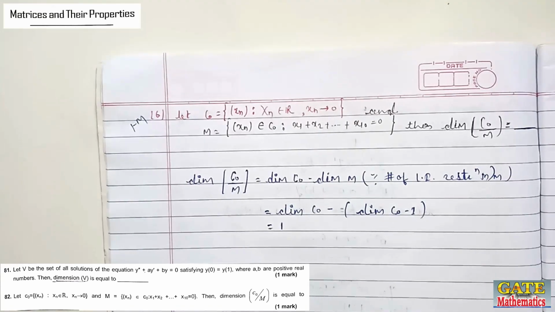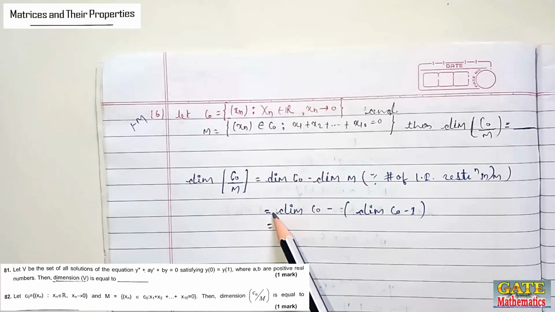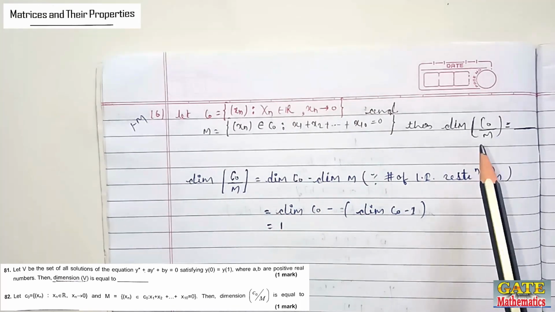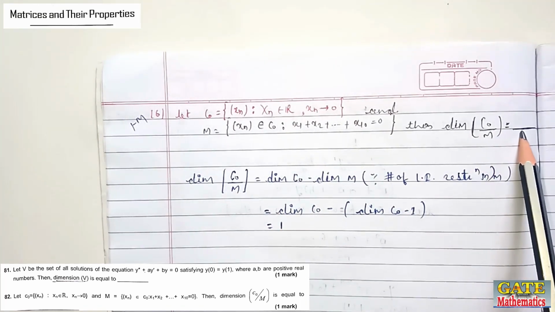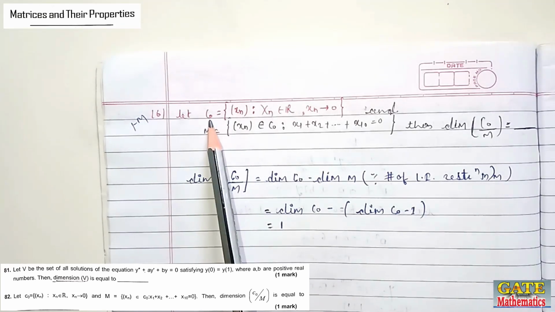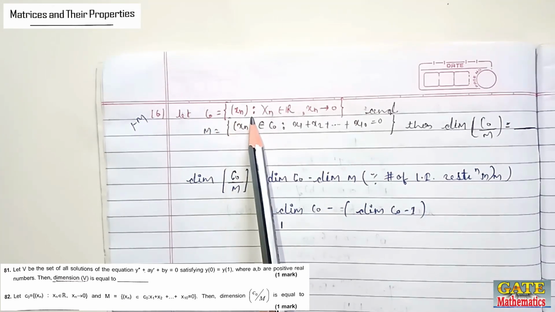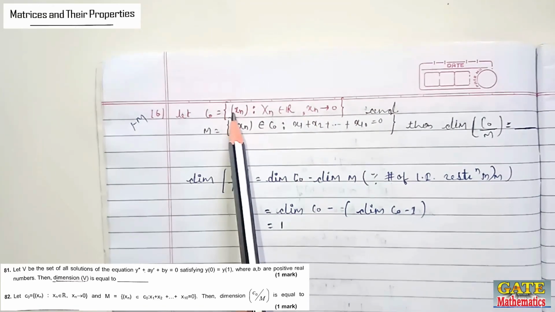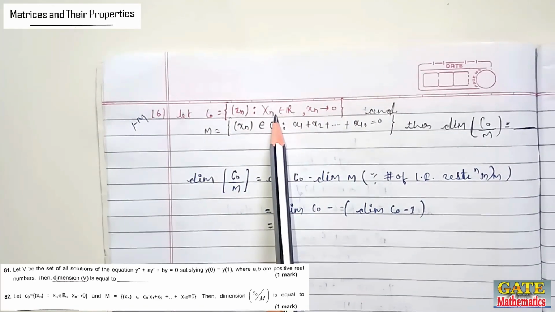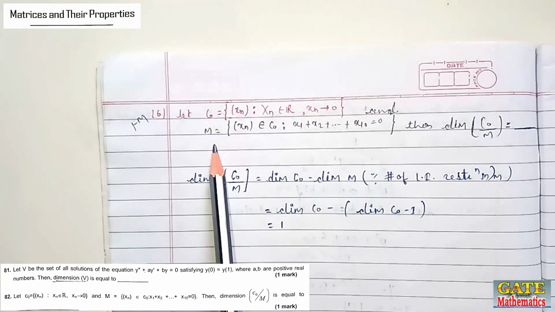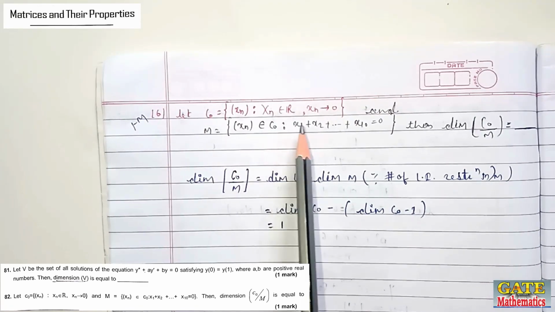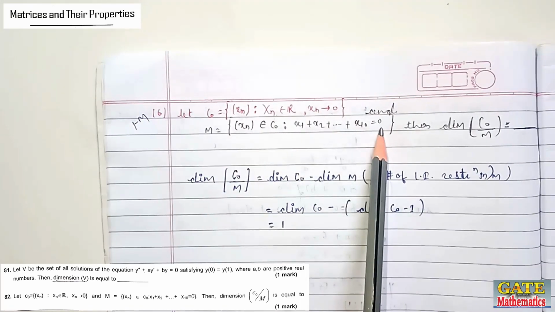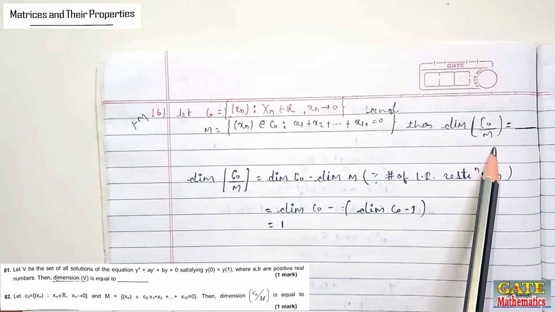The question is quite easy. We have to find the dimension of c0 upon M. It is a numerical answer type question. So let's read the question. We have c0 such that xn belongs to R and xn tends to 0, all xn from the real numbers. M is also given here: xn belongs to c0 with x1 + x2 + ... + x10 equal to 10. Then we want the dimension of c0 upon M.